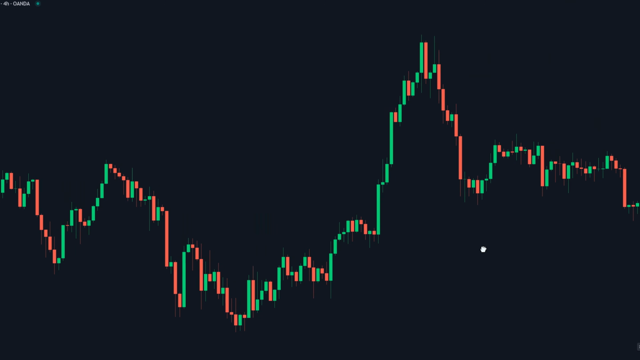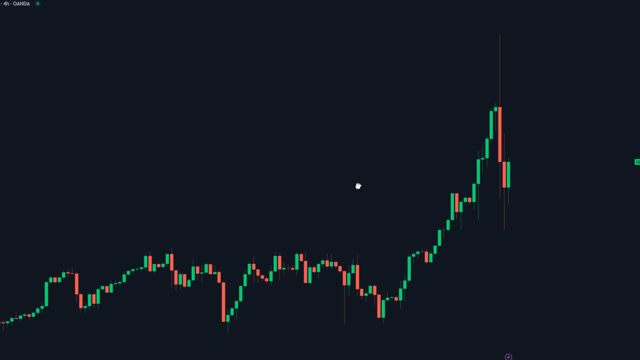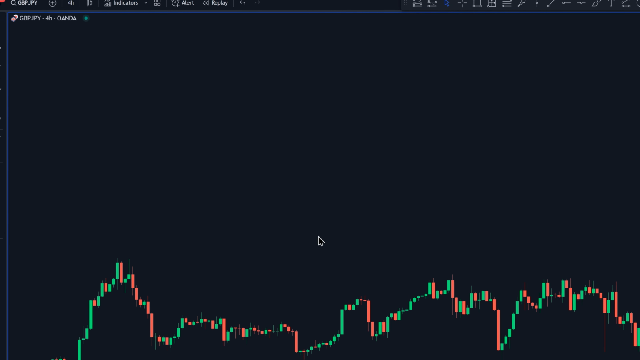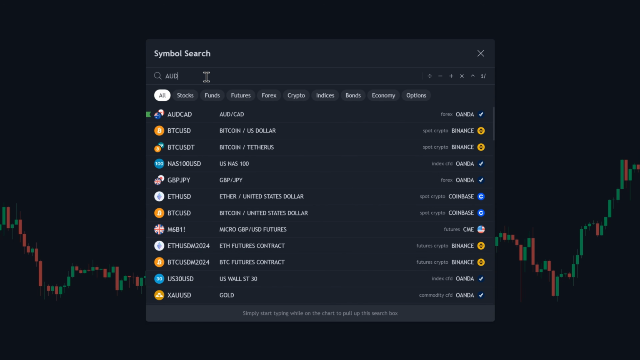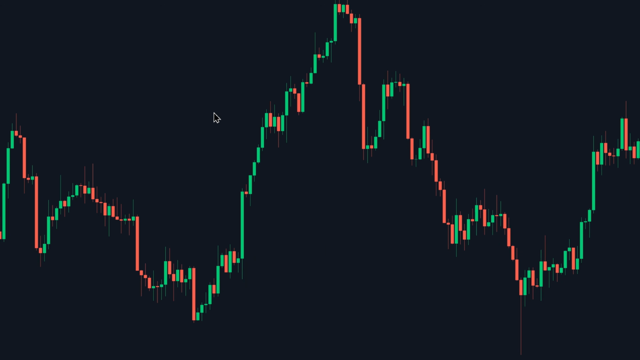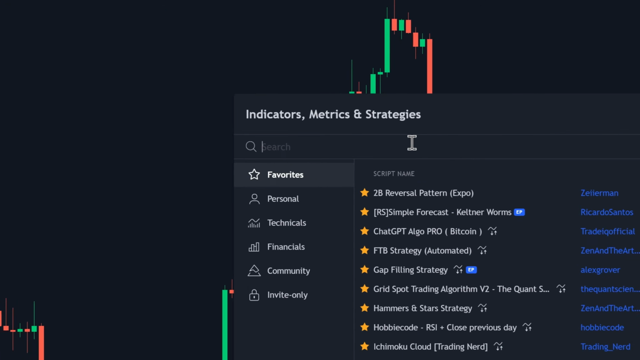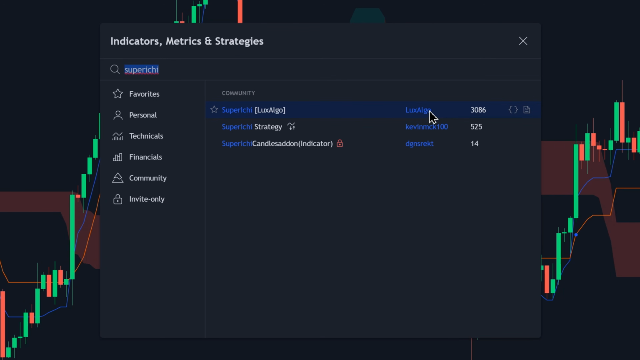To add it to your chart, you want to go to TradingView, which is the trading platform that I normally use. If you need to sign up, the link for that will be in the video description. And then you want to load the 4-hour time frame of AUD CAD, but you're not going to be limited to this because this strategy can actually work on any trading security and on any time frame. And then click on Indicators and type in Super Ichi, and it's gonna be this one by Lux Algo.